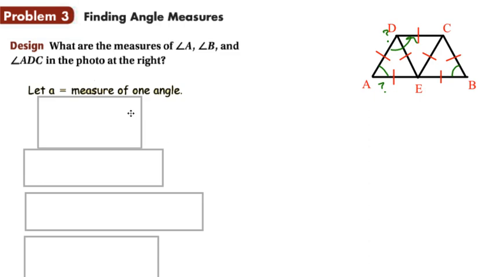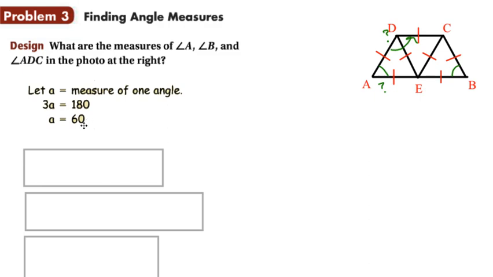So first of all, if we let angle A be the measure of one angle, we know they're all congruent, right? So three of these angles, angle A plus angle E plus angle D, must add to 180. So three of them, and they're all the same. That gives us, each one must be 60 degrees. That's a good piece of information for you to remember. So all equilateral triangles have 60 degree angles.